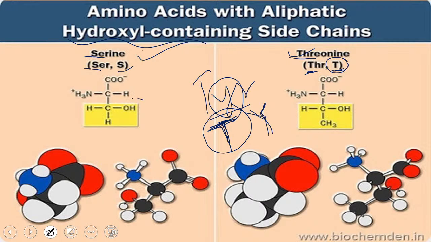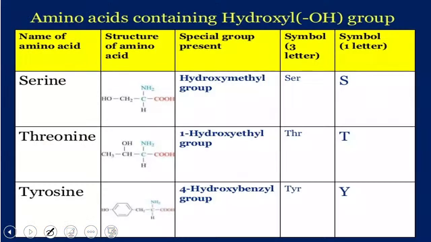So here we are having OH group and here we are having OH group. Structurally both are the same except for this methyl group. So here we are having serine, threonine and tyrosine. Akshay, if you can see here we are having aromatic chain, aromatic ring, benzene ring.